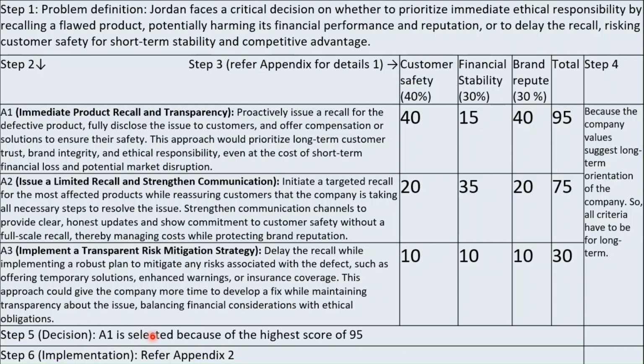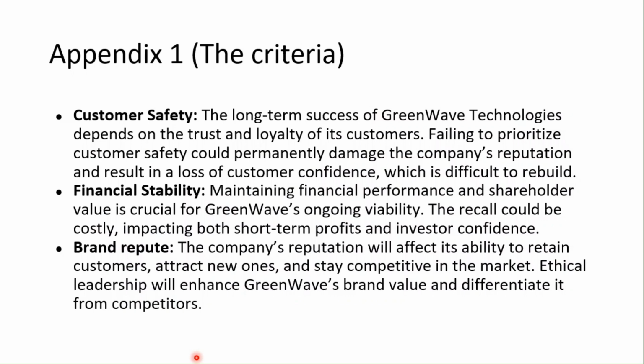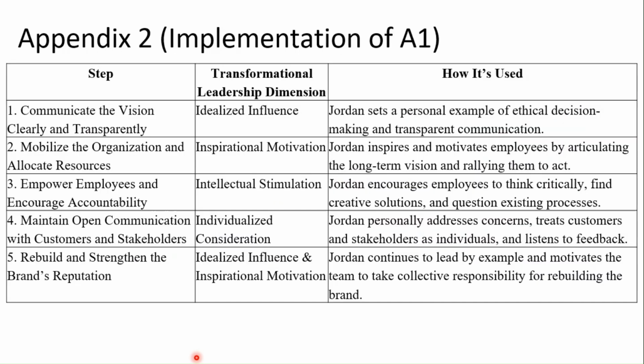So, if at all you are going with alternative one, the next question immediate is what are the different steps that you are taking in order to implement this decision, right? So, here I have said refer appendix 2. So appendix 1 is about the criteria and their importance. Appendix 2 is about the different steps that you take. And this particular table requires you to have theoretical understanding. So here you will have to apply theory into the case, that is practice. So you see here the different steps you can take.